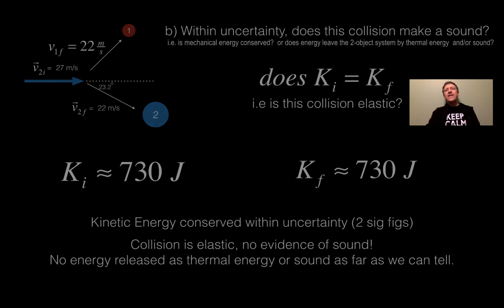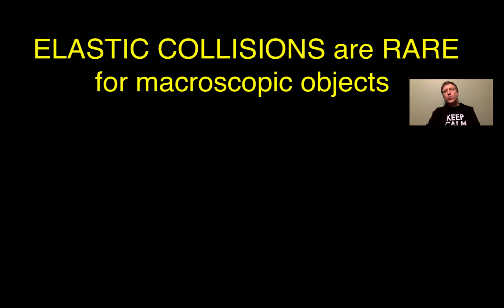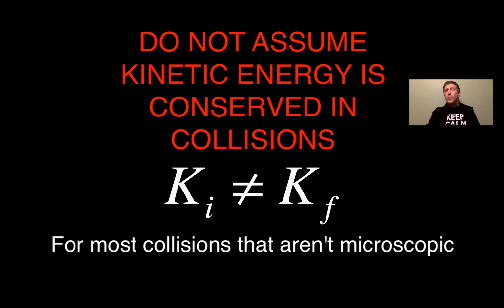Now, I will say that these elastic collisions are truly very rare in macroscopic collisions. Elastic collisions happen all the time between atoms and molecules, but in macroscopic situations, it's really quite rare. So the one mistake you do not want to make is assuming kinetic energy is conserved. It almost never is. They would actually have to say kinetic energy is going to be conserved in this collision, or there is no heat or thermal energy or sound released. They'd have to pretty much tell you it's elastic. Very, very rare in our lab setting in macroscopic collisions.